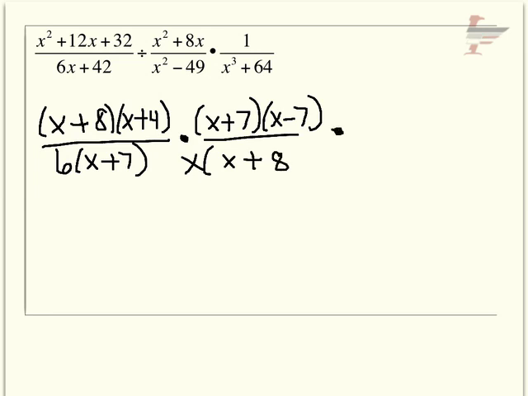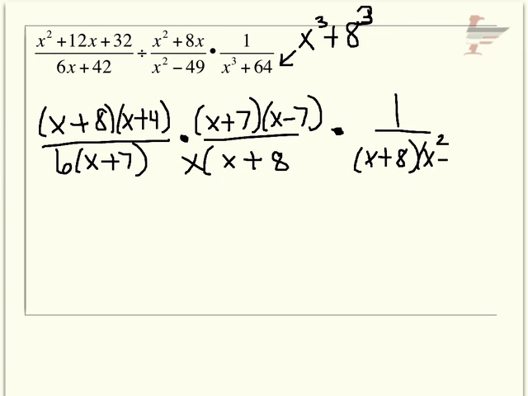And then the third fraction, note this is a cubic function, which is x cubed plus 8 cubed. Oh, I'm sorry, that's not right. Before I get going too far, sorry. That is x cubed plus 4 cubed. So it's going to factor down to x plus 4, x squared minus 4x plus 16.